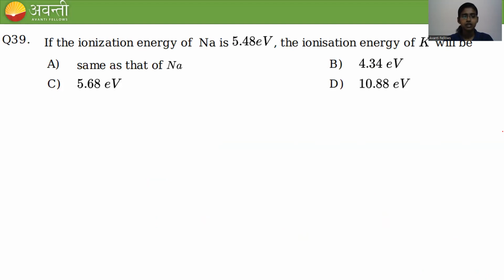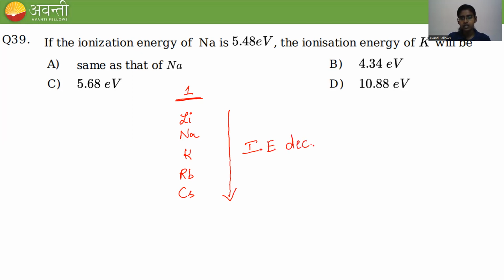Then coming to question number 39. If the ionization energy of sodium is 5.48 electron volt, then the ionization energy of potassium will be? So sodium and potassium belong to the same group. That is, lithium, sodium, potassium, rubidium, cesium, right? All these are group 1 elements. So ionization energy on moving down the group decreases because the size increases.